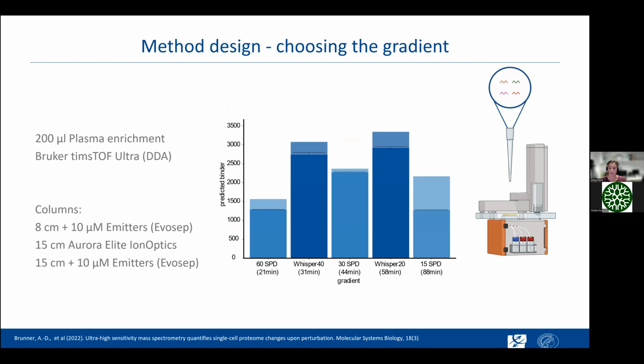EvoSep usually calls them with the term samples per day, which gives you an idea of how fast you can actually measure a high amount of samples here. And we compared the low microflow gradients to the nanoflow gradients, the WISP gradients. What we see here is that we get a nice increase in identifications from using the WISP gradients. And we chose the WISP 40 to continue here for time reasons. These were done on the ion optics setup, both again measured with a timsTOF and from 200 microliters of plasma.